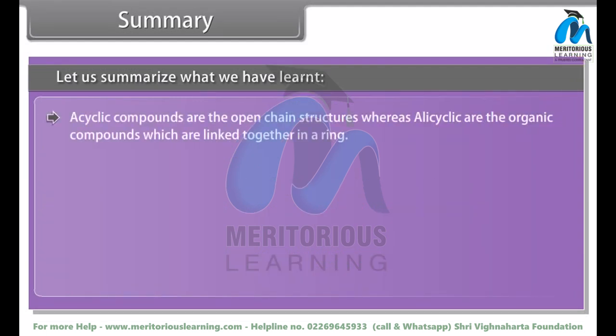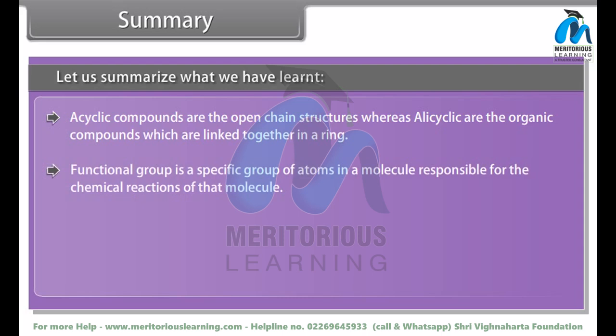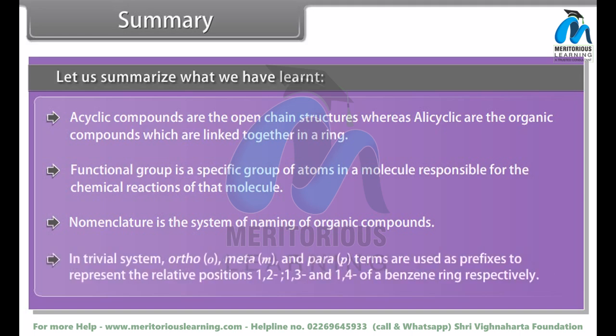Acyclic compounds are the open chain structures, whereas alicyclic are the organic compounds which are linked together in a ring. Functional group is a specific group of atoms in a molecule responsible for the chemical reactions of that molecule. Nomenclature is the system of naming of organic compounds. In trivial system, ortho, meta, and para terms are used as prefixes to represent the relative positions 1,2, 1,3, and 1,4 of a benzene ring respectively.